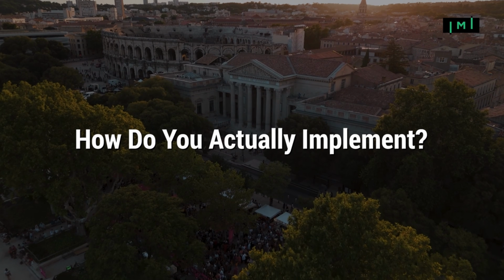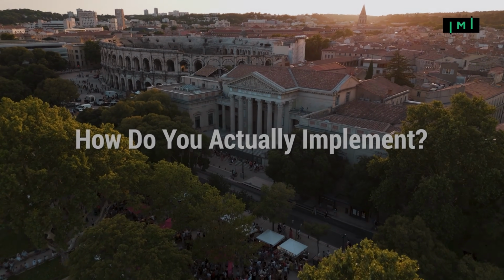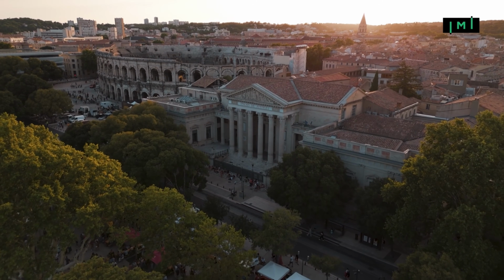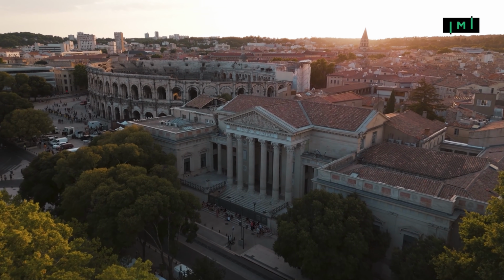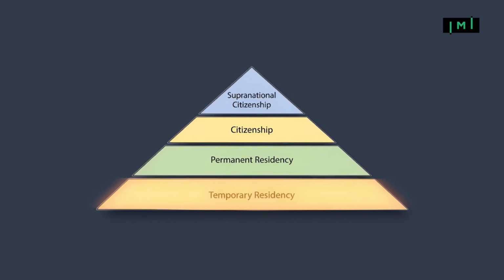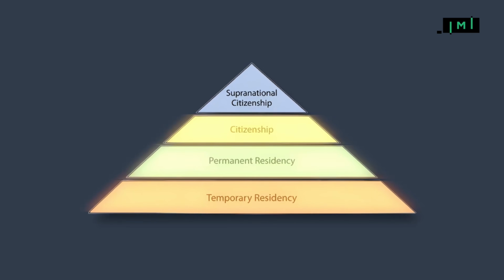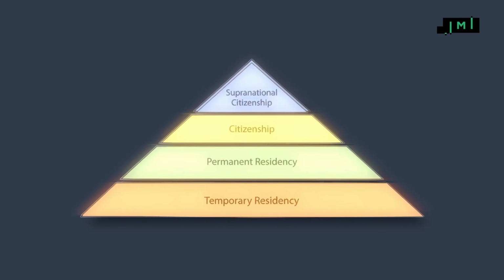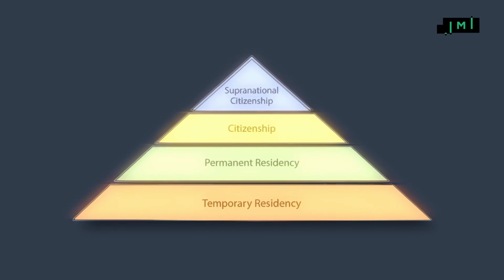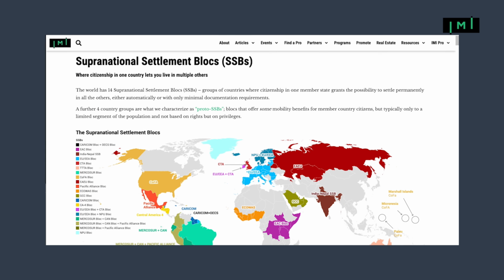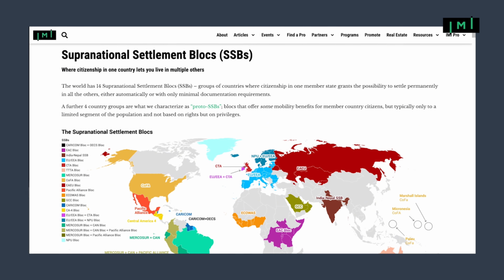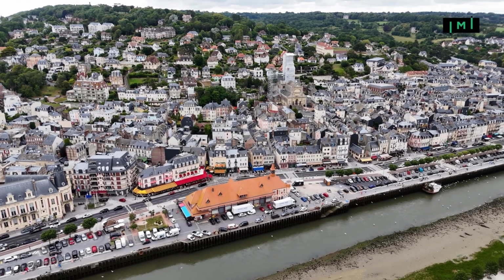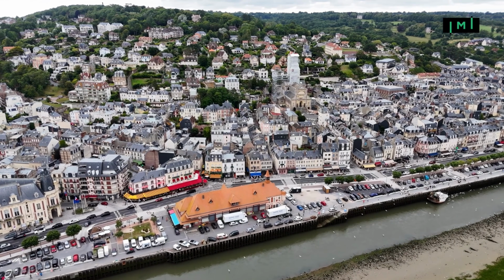So, how do you actually implement Flag Theory 2.0 in your life? You can start with temporary residency. Move up to permanent residency for security without political baggage. Citizenship gets you full rights and the ability to pass status to your children. And citizenship by investment allows you to bypass the ladder completely. Supranational citizenship takes those benefits and spreads them across entire regional blocks. Each layer you add dilutes the power any single government has over your life.